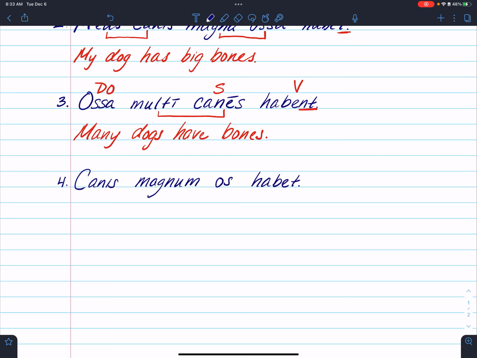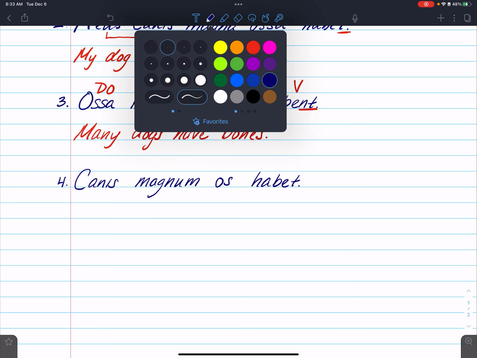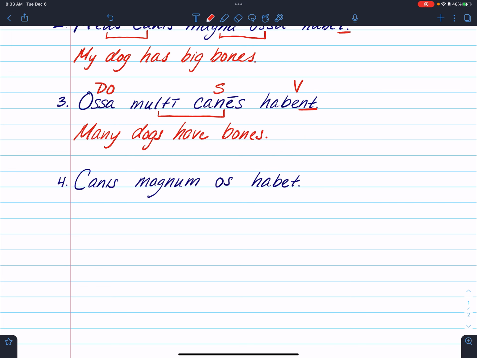All right. Sentences are really not that creative. No, they're not. But what they're trying to teach you is how to spot the difference using limited vocabulary. Okay, repeat please. Canis magnum os habet. Good. All right, first things first. Find the verb. Lisa. Habet. Good. All right, singular or plural? Evan, what do you think? Singular. Okay, why?